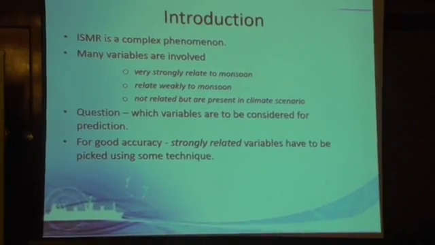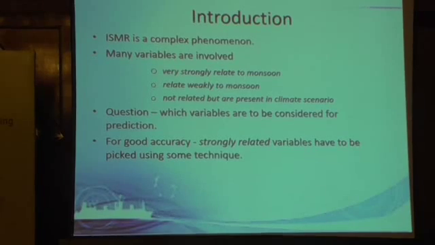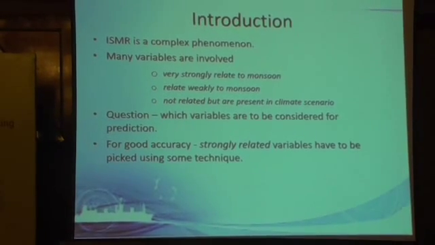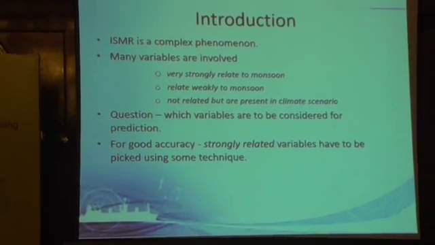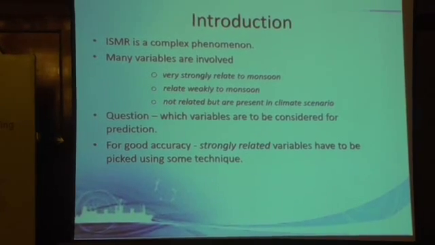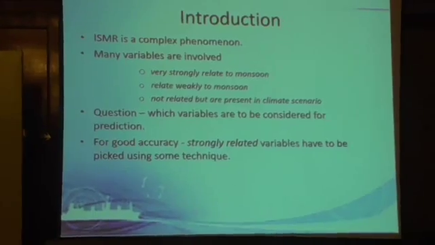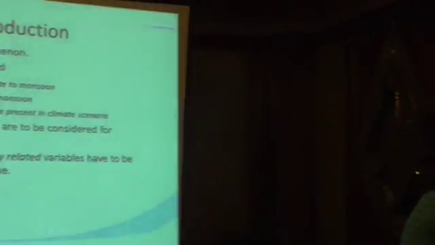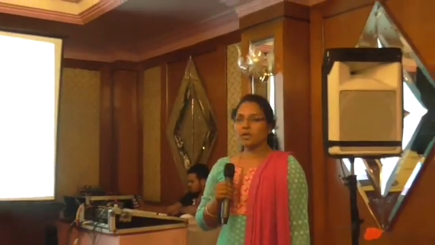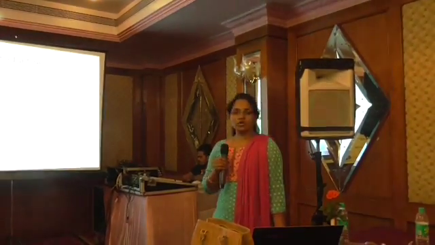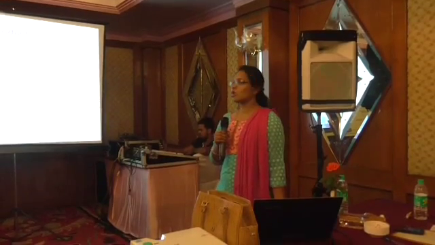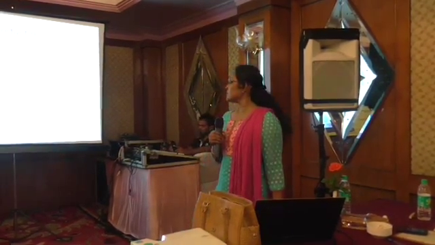Introduction. ISMR is a very complex phenomenon because it has many domains involved, like geographical location, atmospheric conditions, oceanic conditions, etc. Because so many domains are involved, we have many variables which can act as predictors, and these variables may be very strongly related to monsoon. It may be related weakly to monsoon. Sometimes it may not be related, but still is present in the climate scenario.